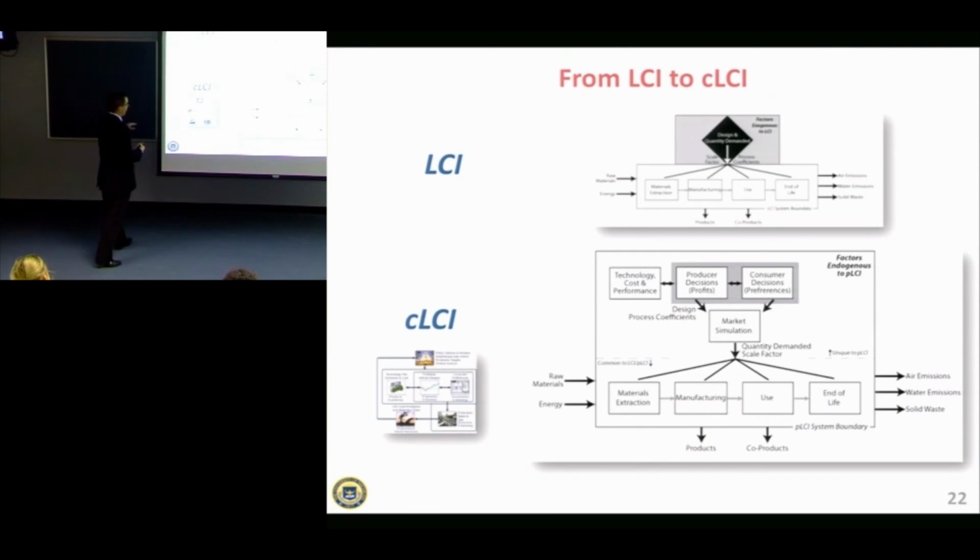If we try to simplify the diagram, we already saw this picture on the first day of class. Essentially, when we go from an LCI to a consequential LCI, we're changing things within the system. So we're bringing now the quantity demanded and the scale factor, which were exogenous in LCI, within the system. And we're thinking about technology and how technology might affect producer decisions. We're thinking about consumer preference, how they come together in the market, and how they determine the quantity demanded and the scale factor. And then the rest of the system, the basic math and structure, is the same after that. Okay? So this is sort of the big picture.